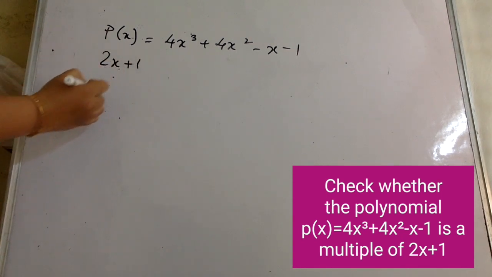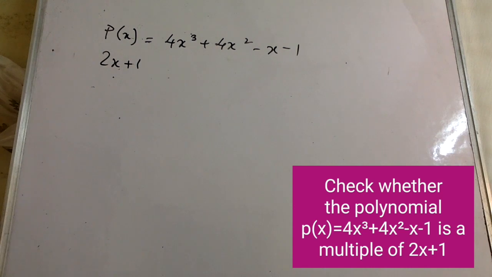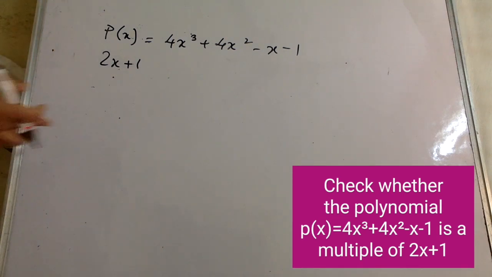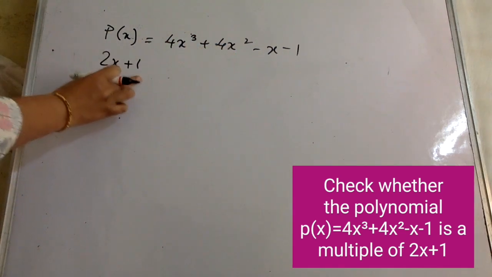Now this is where you have to start understanding the concept. When they twist the question like this, you feel that this is not fitting into any of your remainder or factor theorem. They didn't ask you to find the remainder. So what to do? Now you don't know what to do. What are they asking for? They are asking you to check whether this is a multiple of this.